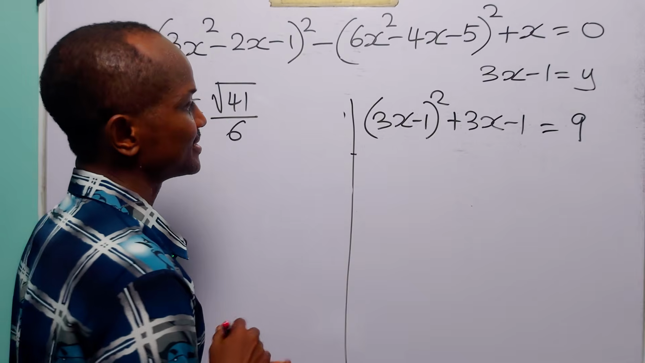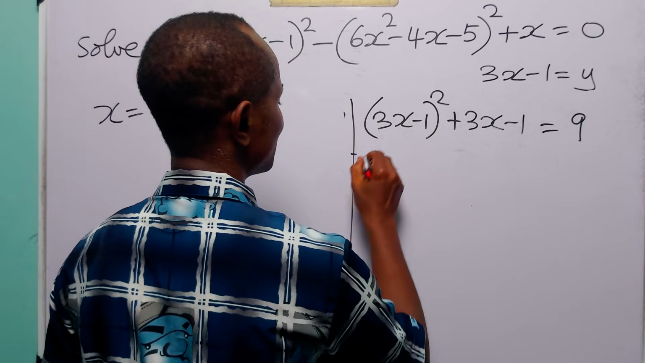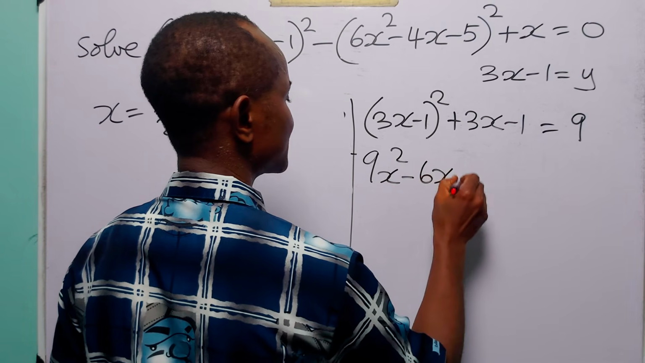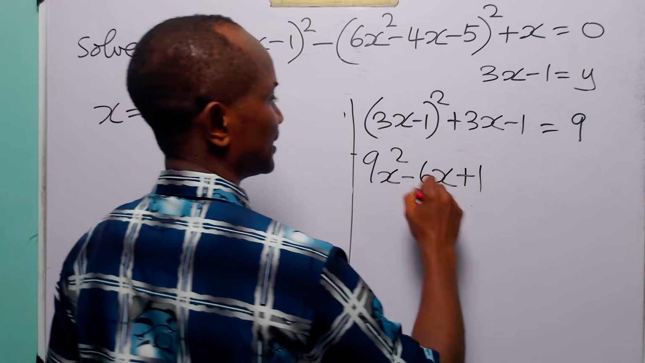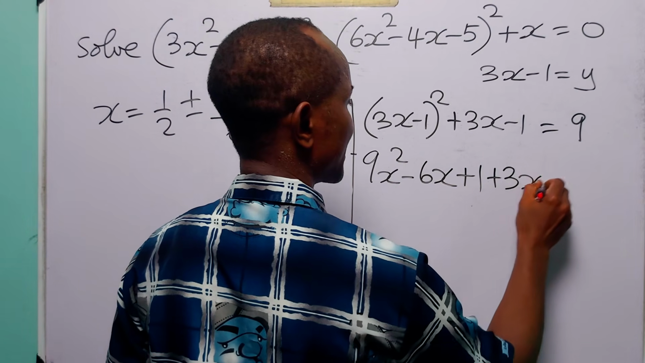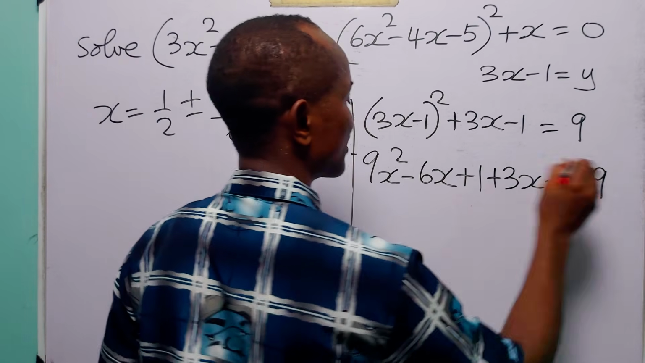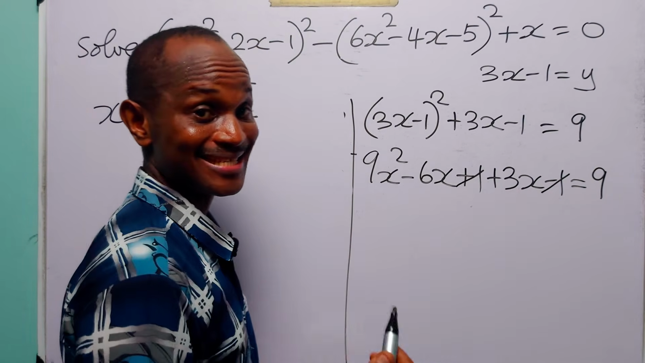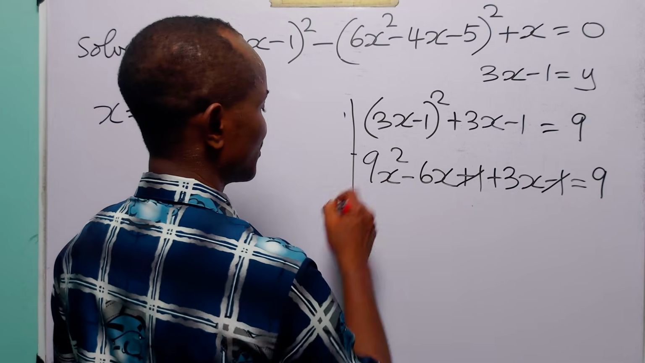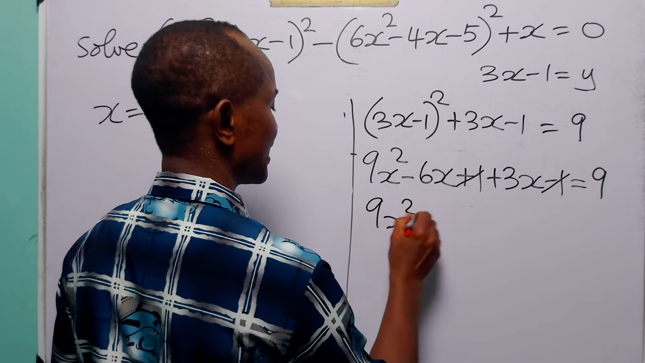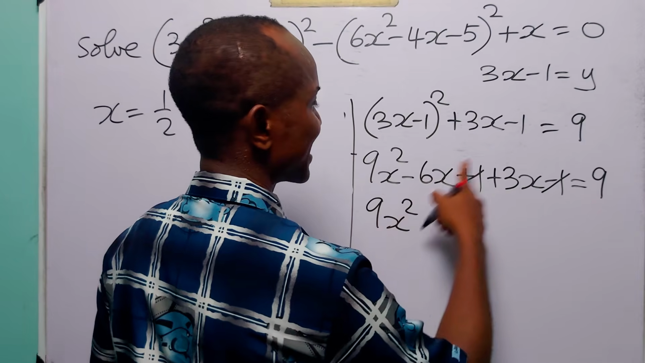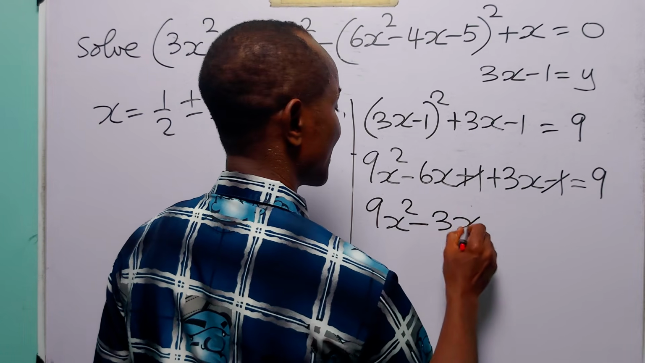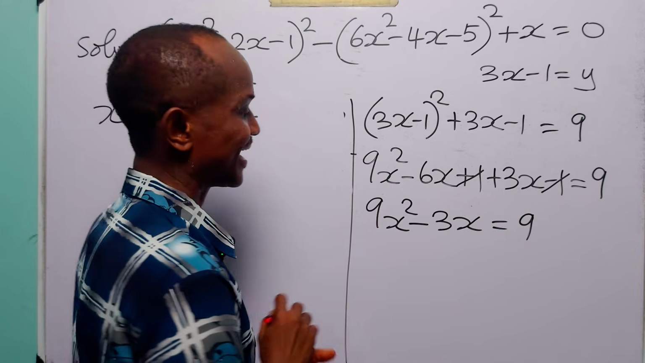Now in the second case, once more, when we expand this, we have 9x squared minus 6x plus 1. Then we have plus 3x minus 1, and this is equal to 9. Plus 1 minus 9 is equal to 0. We have 9x squared minus 6x plus 3x is going to give us minus 3x. This is equal to 9.